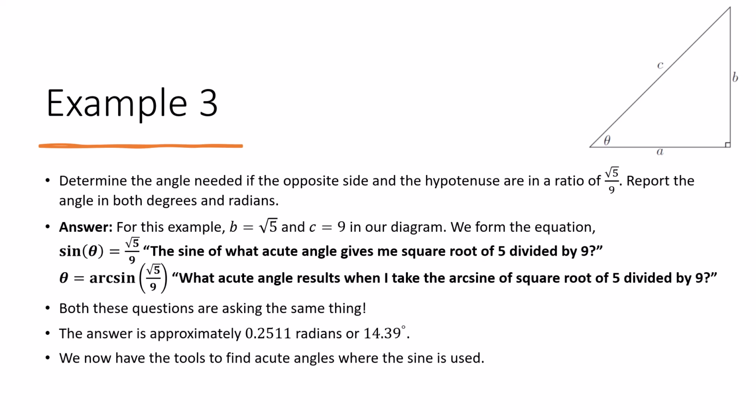And again, the question is, what acute angle results when I take the arcsine of the square root of 5 divided by 9? Both of these questions are asking the same thing, and the answer is approximately 0.2511 radians, or 14.39 degrees. And again, we have the tools now to find the acute angle when a sine is being used.